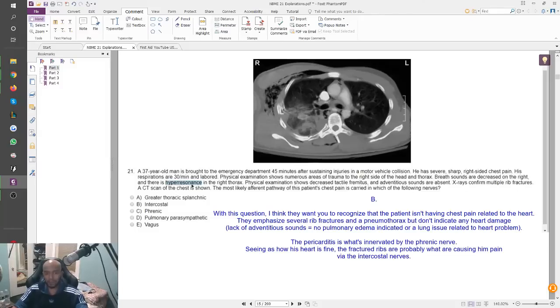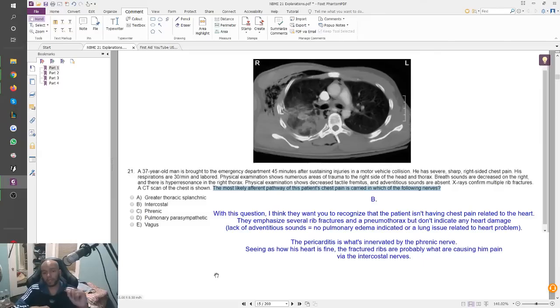A CT scan of the chest is shown. The most likely afferent pathway of this patient's chest pain is carried in which of the following nerves, right? This took a huge turn. You might have been thinking this was going to be a question about what's wrong with his lung, is it pneumothorax or whatever, one of those choices. It's not even asking about that.